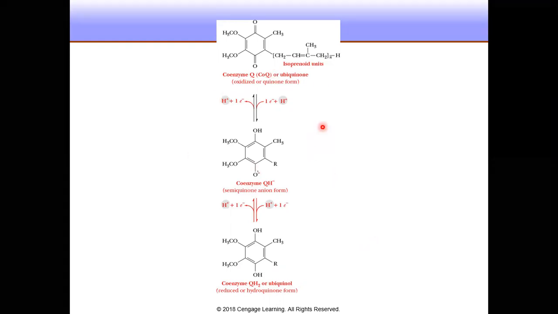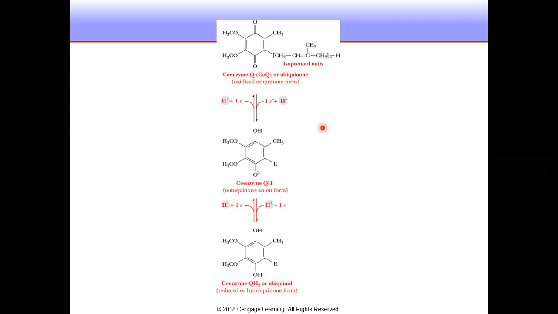And this figure shows us the oxidized and reduced forms of coenzyme Q, showing the intermediate semiquinone anion form involved in the so-called Q cycle. Don't worry about the details of the Q cycle that are found in the text.